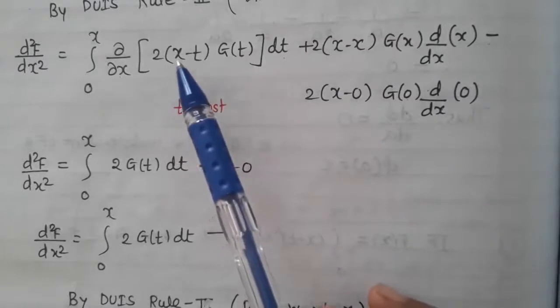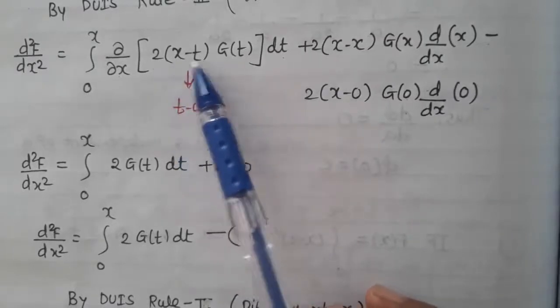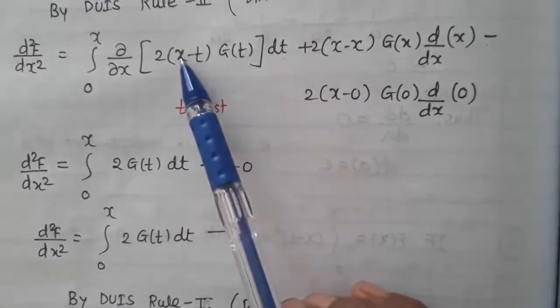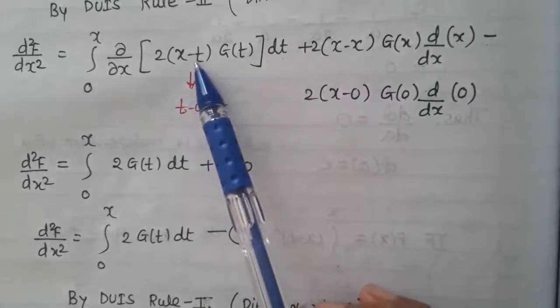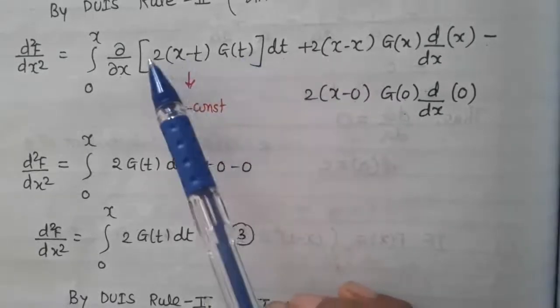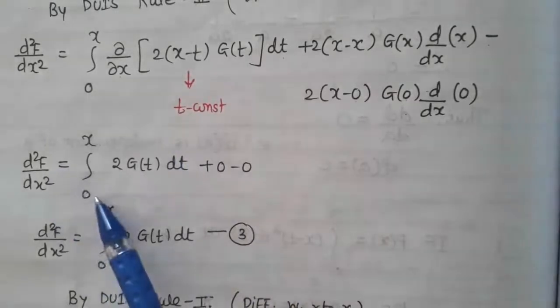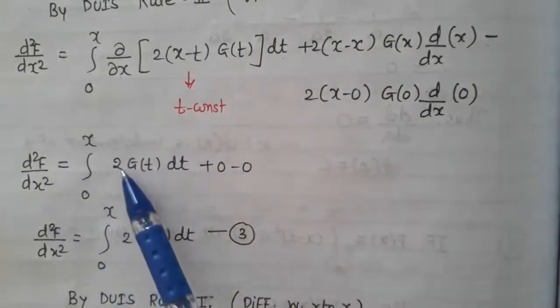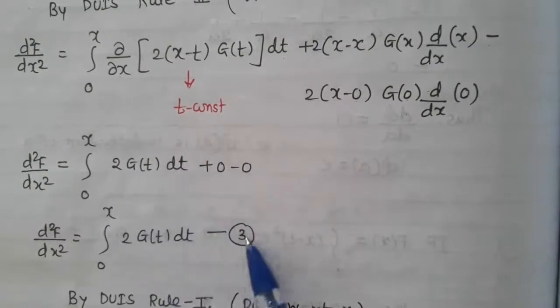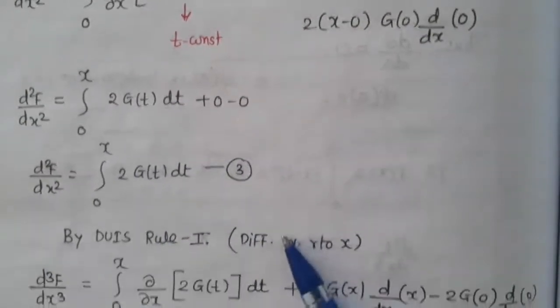Here derivative of (x minus t) with respect to x is 1, because t is constant. Keep g of t as it is, and 2 times. So d square f upon dx square is equal to integral 0 to x 2 times g of t dt. Call it equation number 3.